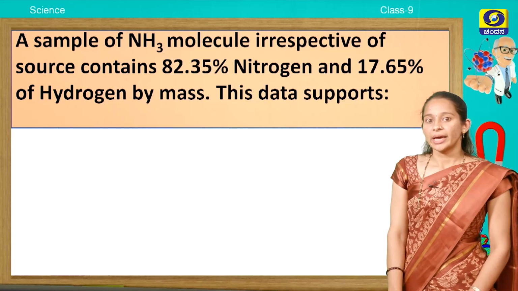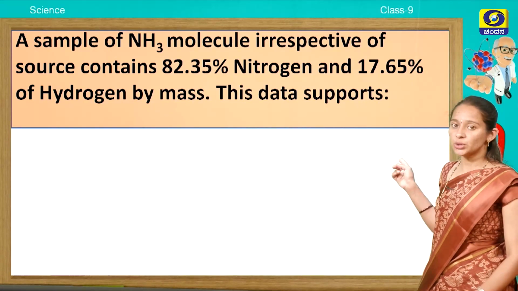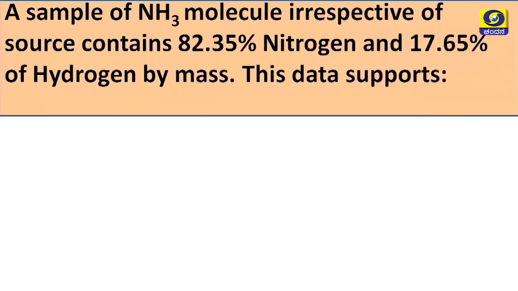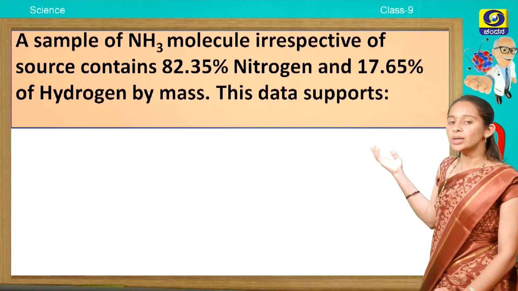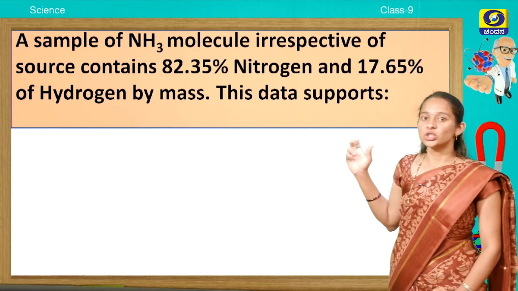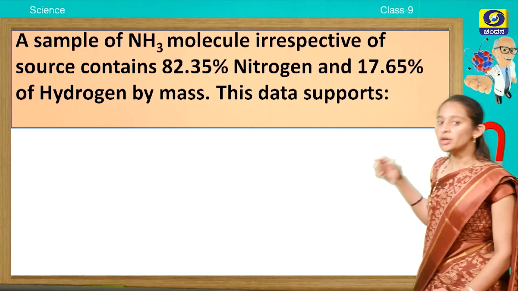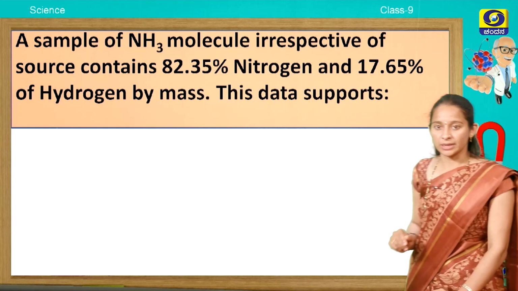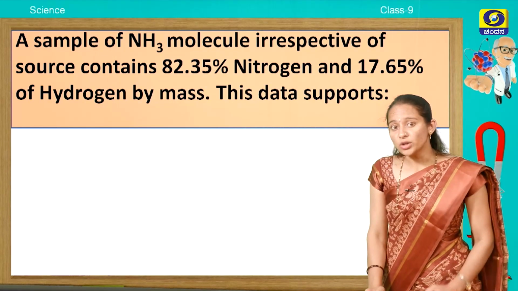First question, a sample of NH3 molecule. Children, NH3 means ammonia. A sample of ammonia molecule, irrespective of source, contains 82.35% nitrogen and 17.65% of hydrogen by mass. This data support. A data is given here. Ammonia molecule is having nitrogen with 82.35%, hydrogen with 17.65%. With this data, what do you understand?